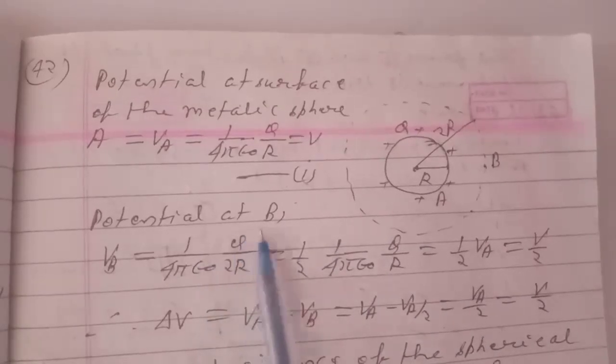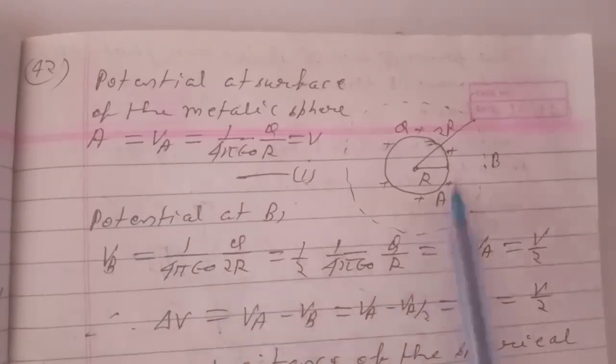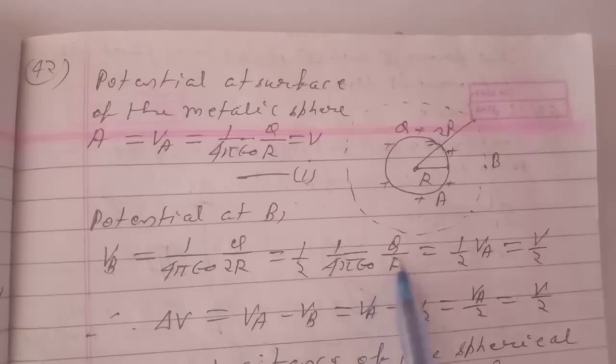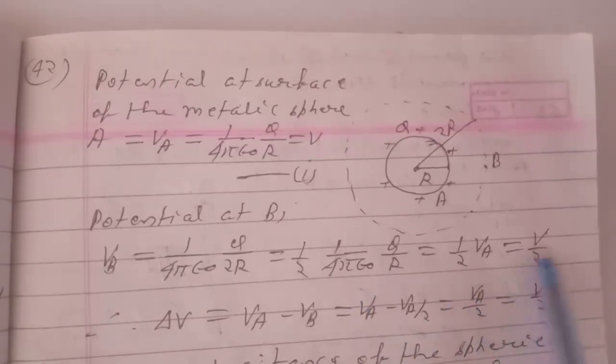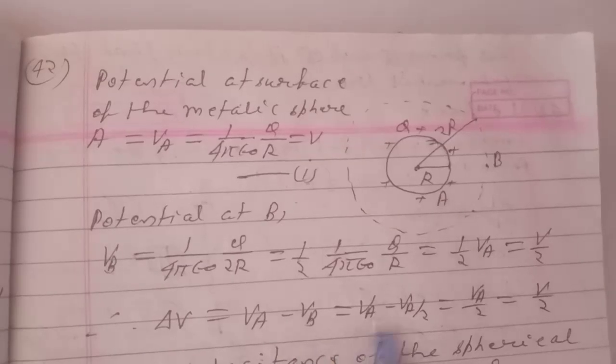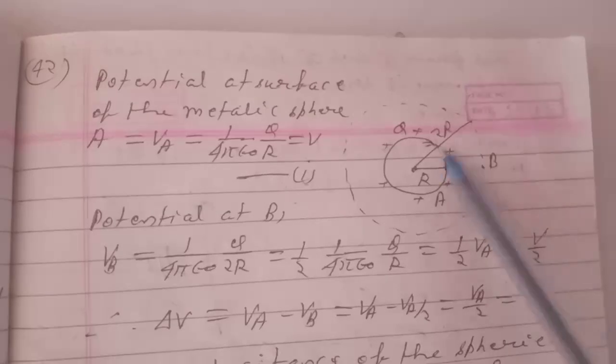And potential at B will be VB equals 1 by 4 pi epsilon naught q by 2r, because radius is 2r. So 1 by 2 into 1 by 4 pi epsilon naught q by r, or 1 by 2 V equals V by 2. So potential of VB is V by 2. So the potential difference delta V will be VA minus VB, VA minus VA by 2, or VA by 2 equals V by 2. So the potential difference between these two spheres is VA by 2.